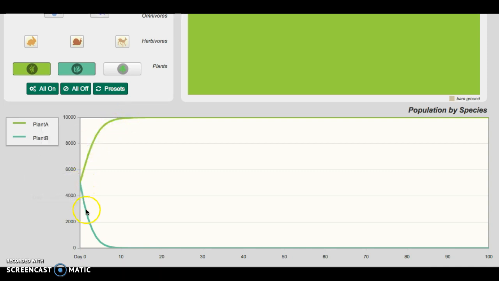If you look at plant B, it looks like the population started to decline, it went down, and eventually looks like plant B died out completely. There's no more plant Bs in this ecosystem.